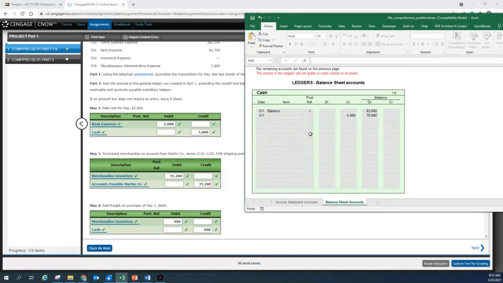Merchandise inventory here, we're going to post this $600 debit, so the balance is increased to 688,280. Then cash, May 4th, a credit of 600, so the balance becomes 78,600. It's a debit, and now you have a credit, so you net the two together. You do that by minusing the 600. Okay.